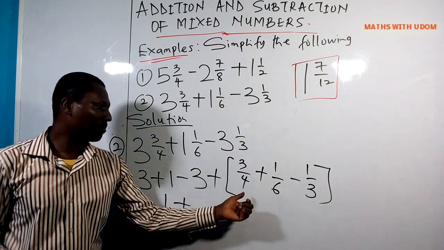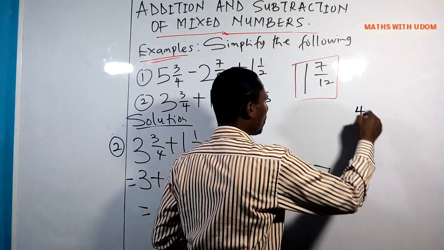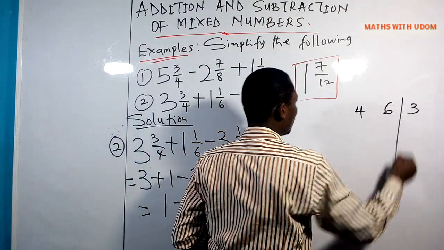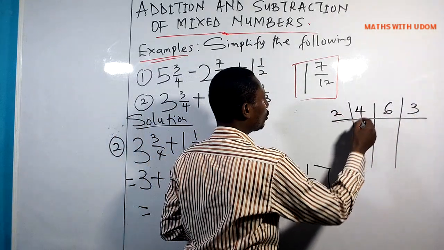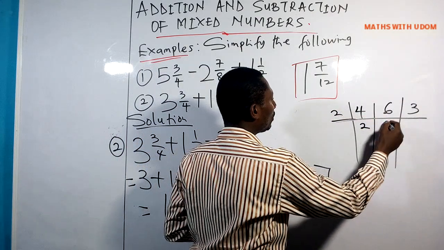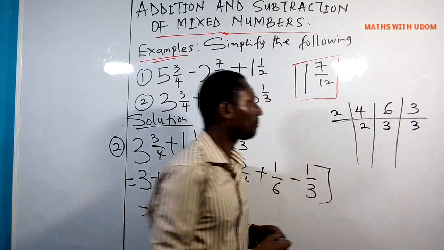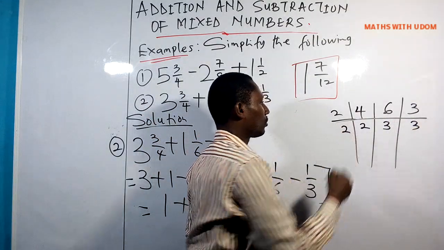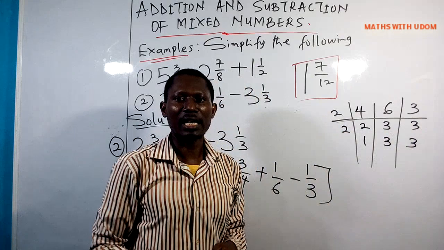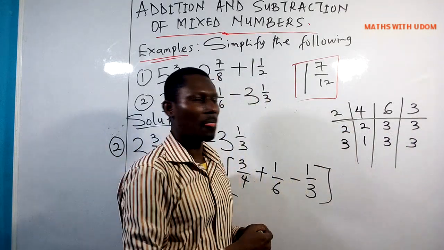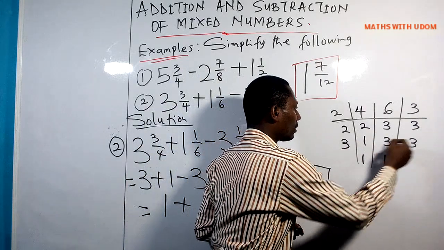Then we look for the LCM of 4, 6, and 3. What can go? 2. 2 in 4 is 2. 2 in 6 is 3. 2 in 3, impossible. We repeat that. What can go again? 2. 2 in 2, 1. 2 in 3, repeat it because they cannot go through. Then 3 this time around. 3 in 3, 1. 3 in 3, 1.